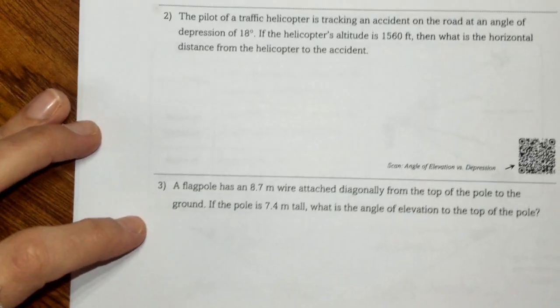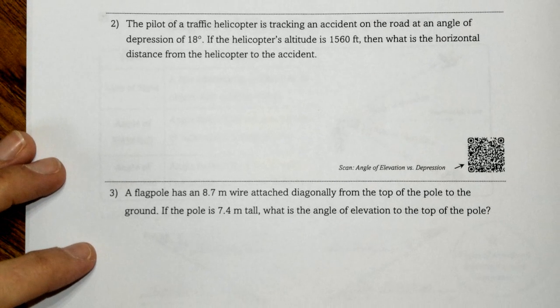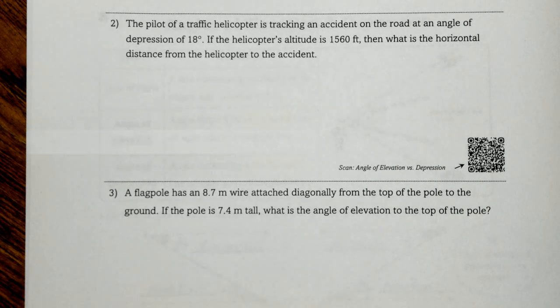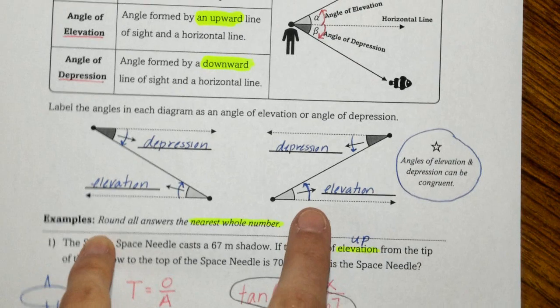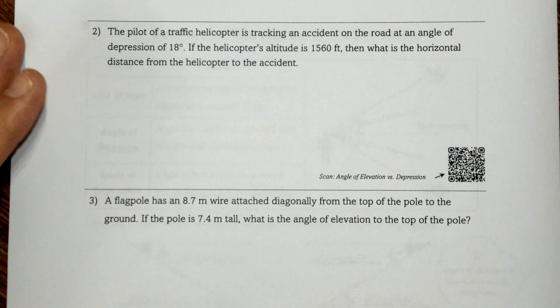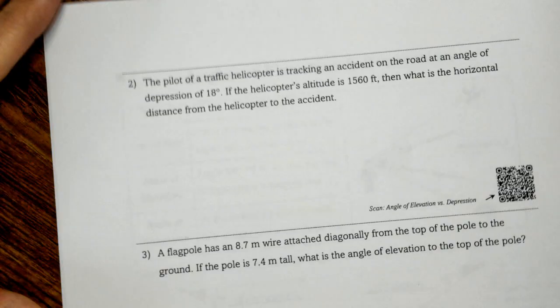The pilot of a traffic helicopter is tracking an accident on the road at an angle of depression of 18 degrees. If the helicopter's altitude is 1,560 feet, then what is the horizontal distance from the helicopter to the accident? Now, if you scan this QR code, it will give you a diagram, kind of like these right here, but it'll be more detailed with the actual pictures to help you out to see what's going on. But I'm just going to go ahead and draw these out for you because you guys love my artwork.